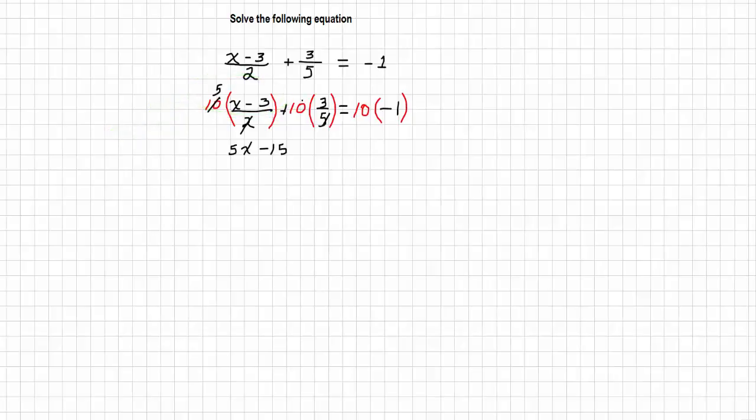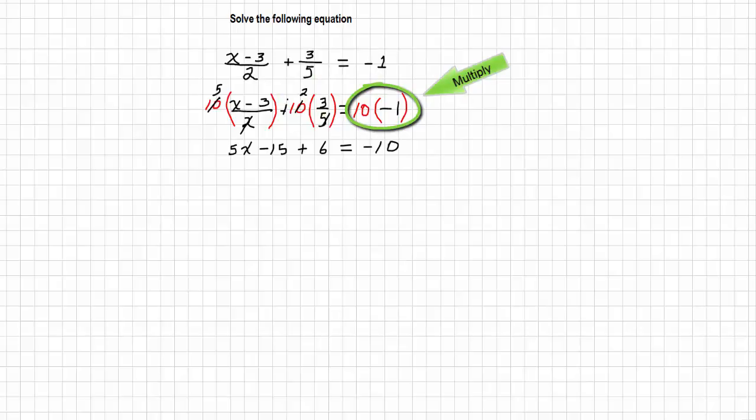The second term, 5 into 5 once, 5 into 10 twice. Multiply the numerators 2 and 3 and you get 6. And then on the right side, 10 times negative 1 gives you negative 10. Now on the left side, we can simplify a little bit. You have 5x minus 15 plus 6. The negative 15 plus 6 combine to give you negative 9. So you have 5x minus 9 equals negative 10.